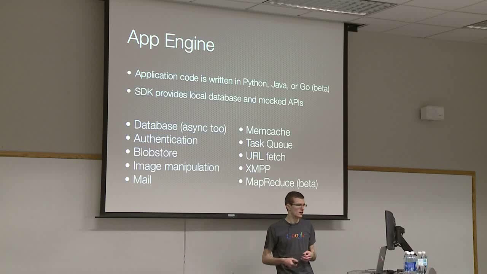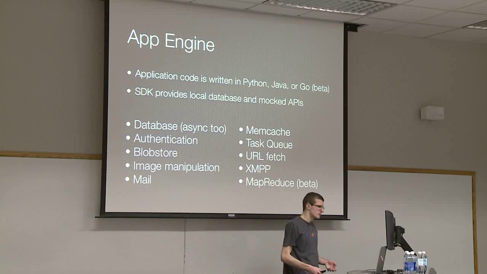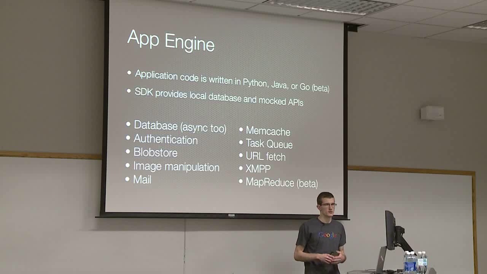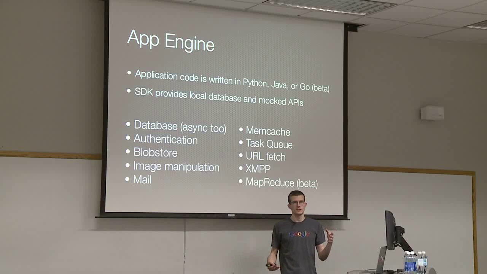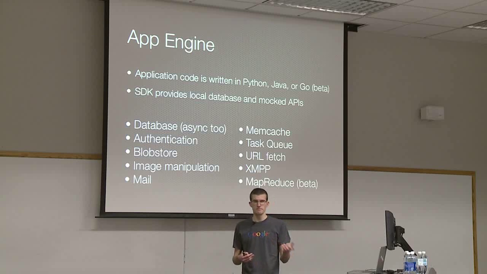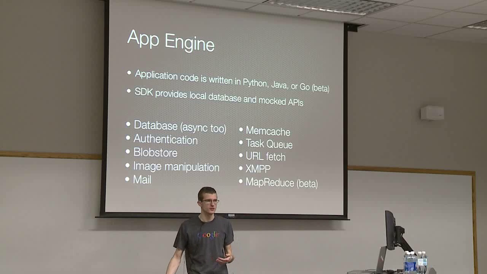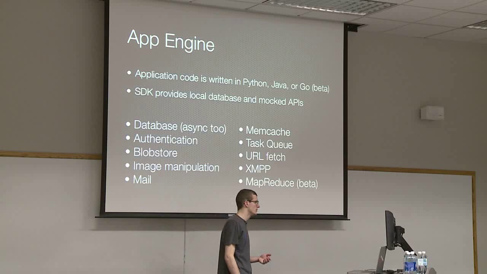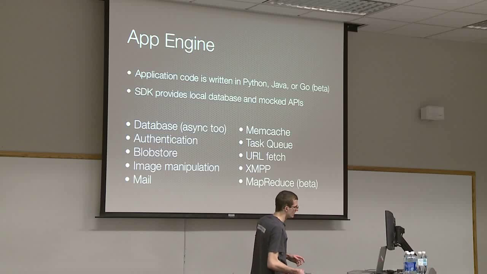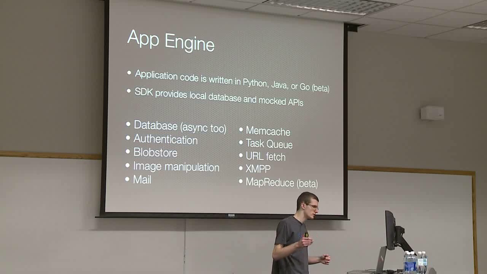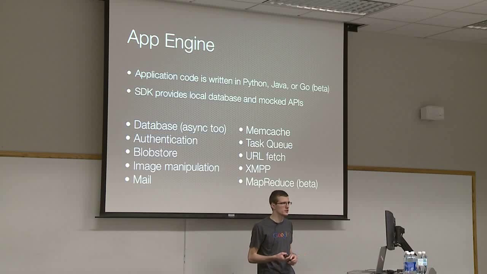They have an authentication service. A blob store is something where you store large binary blobs of data. This would be similar to Amazon's S3 as a place to store large files. You can do email, image manipulation, memcache, task queue, which is really cool.